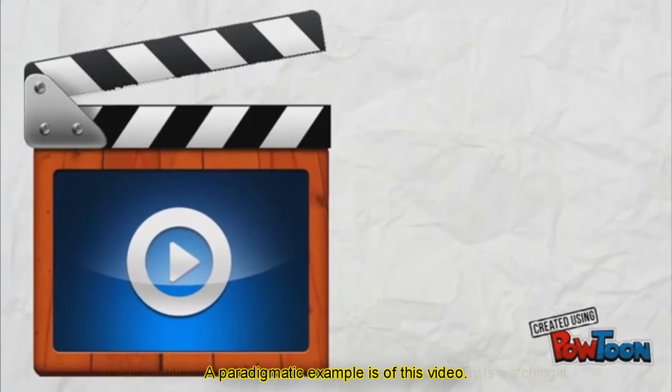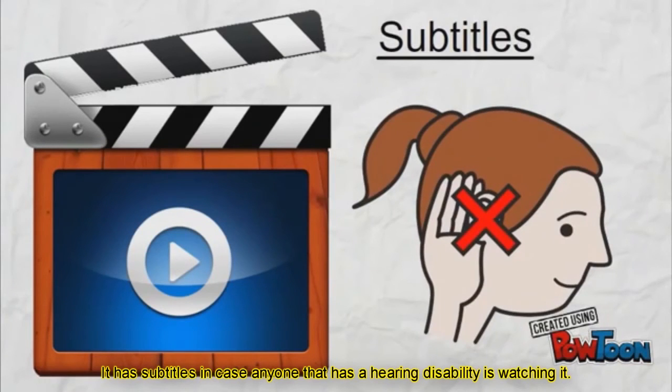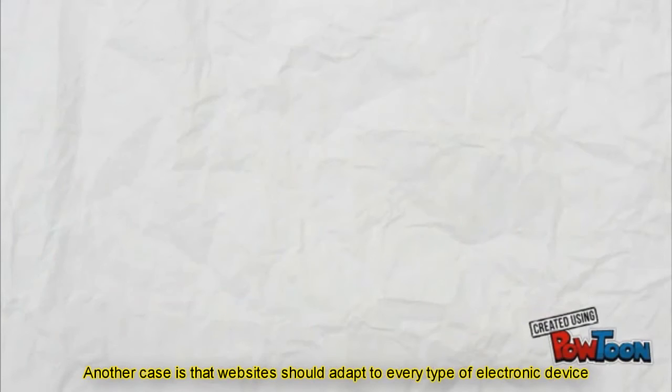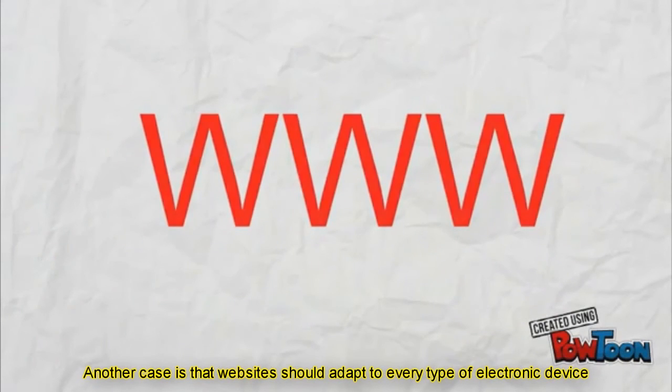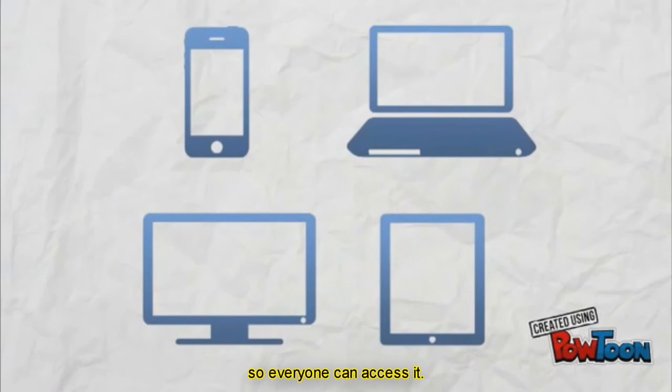A paradigmatic example is this video. It has subtitles in case anyone that has a hearing disability is watching it. Another case is that websites should adapt to every type of electronic device so everyone can access it.